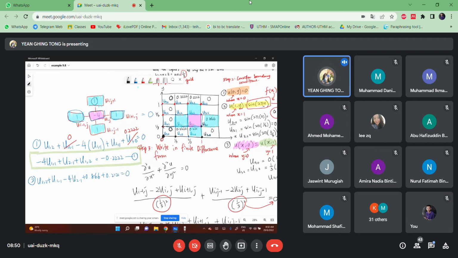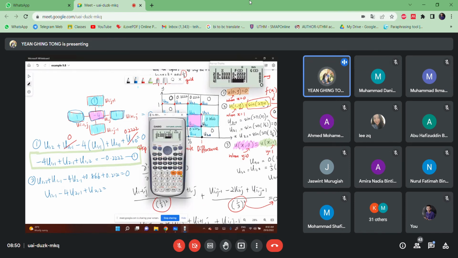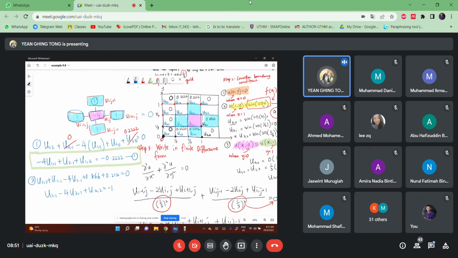So now the second equation will become U11 minus 4U21 plus with U22 equal to negative 0.866 minus 0.2222. So we get negative 1.0882. So this is the second equation.